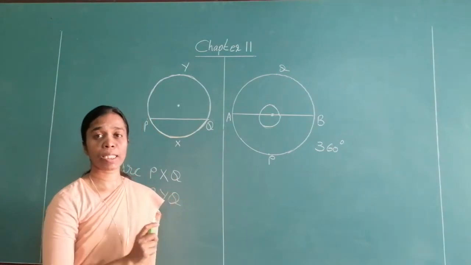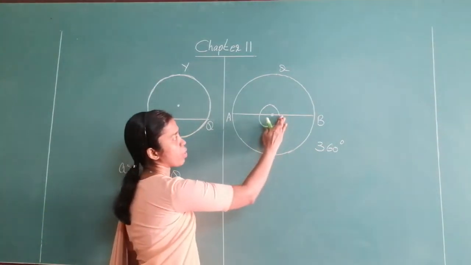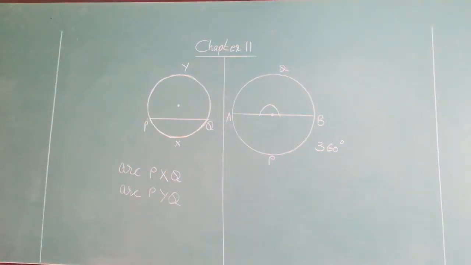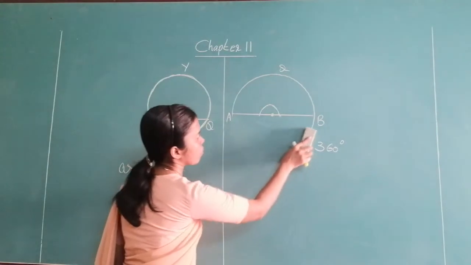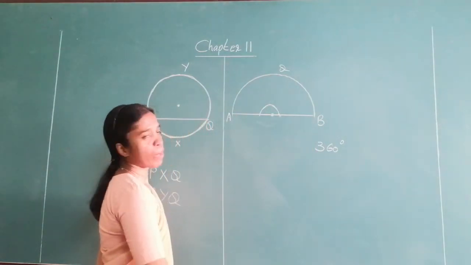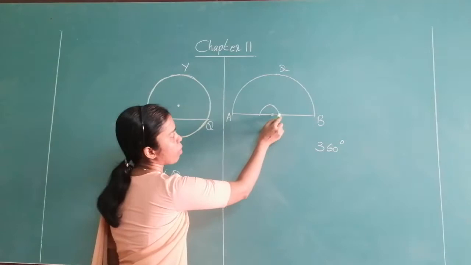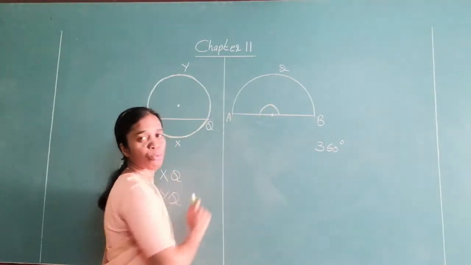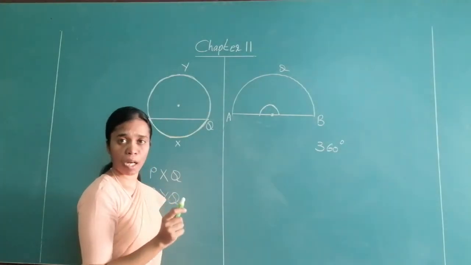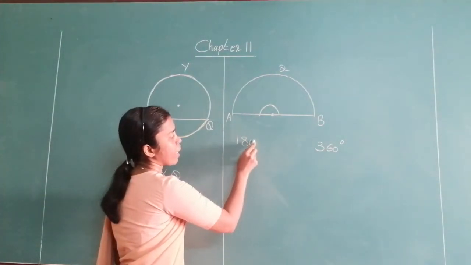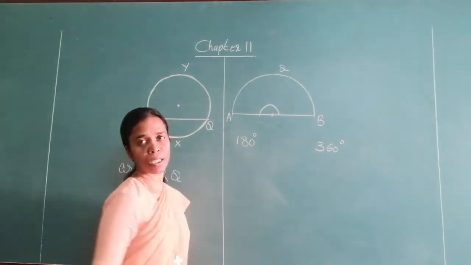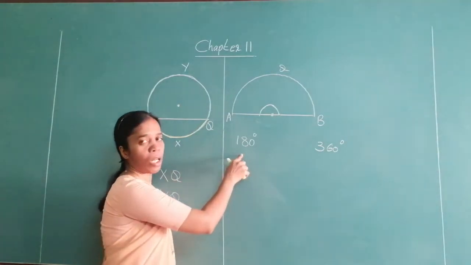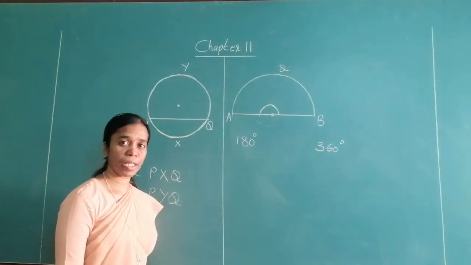Now when you take a semicircle, semicircular means only half of the circle. So what is the measure of this semicircle? It is only from here to here. This is the central angle. So how much is it? The measure of a semicircular arc is 180 degrees, half of the circle. Circle measure is 360 degrees. Semicircular arc is 180 degrees.